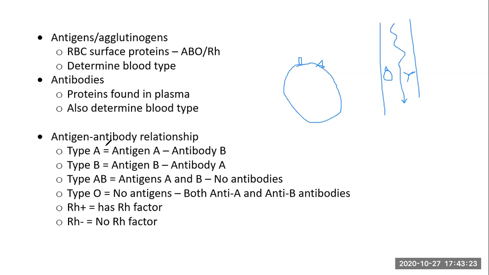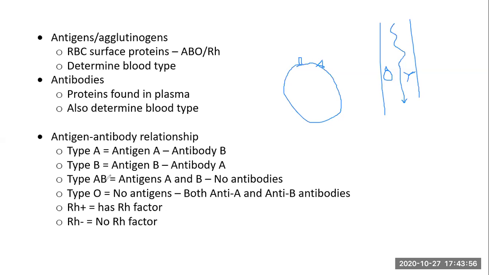So regarding the antigen-antibody relationship, if you have blood type A, that means you have a surface protein on the red blood cell which is type A. So you will have antigen A. And in the plasma, you are going to have anti-B, antibody B. And if you have blood type B, you are going to have antigen B on the red blood cells, and in the plasma, or the liquid portion, you are going to have antibody A.